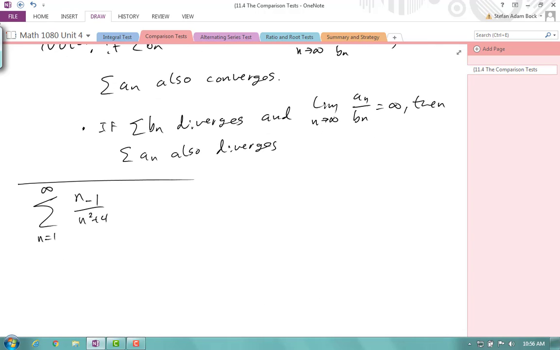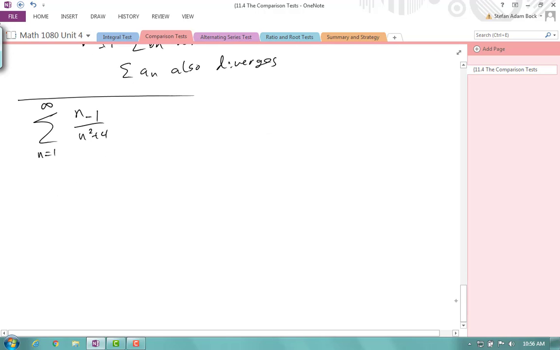Should be more careful writing out these series. So I've already shown that the direct comparison doesn't work on this, so I'm going to try the limit comparison. And the big deal here was I had an n over n squared, so I'll try to limit compare to 1 over n. Typically, I put my comparison series on the bottom of the limit, but it actually doesn't matter. So I want to evaluate the limit as n goes to infinity of my original n minus 1 over n squared plus 4 divided by my new 1 over n.